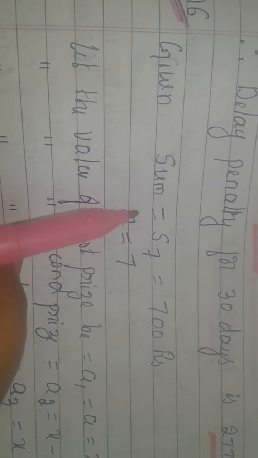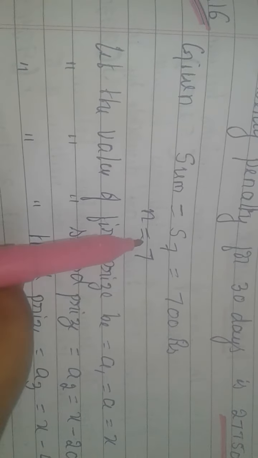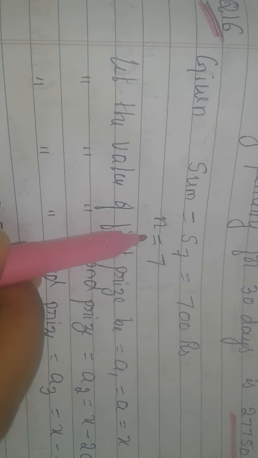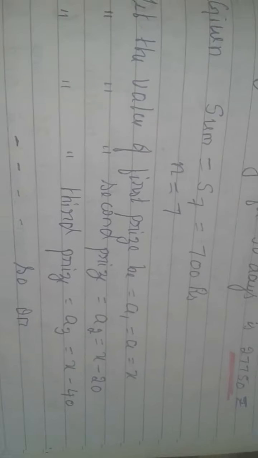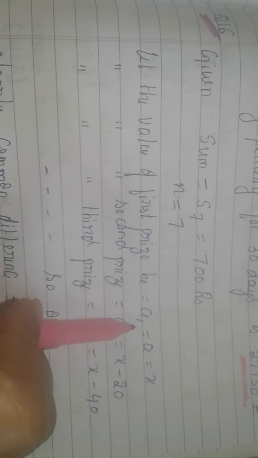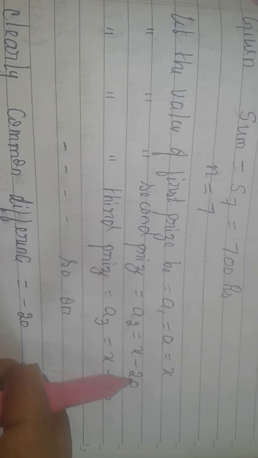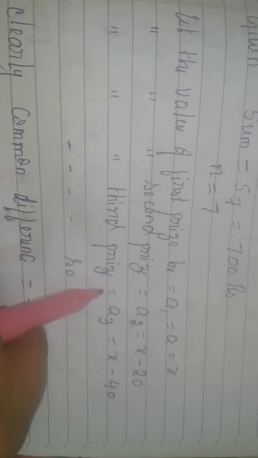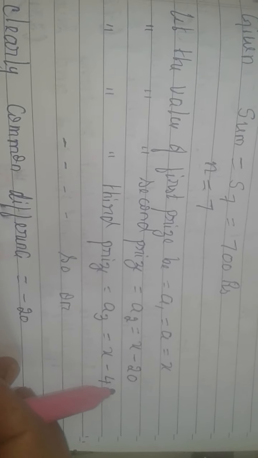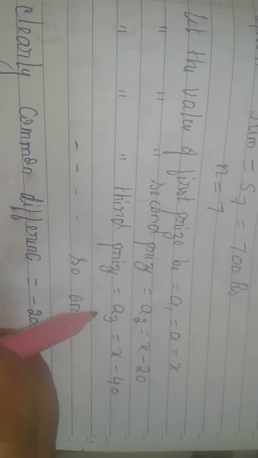Now observe here. What has he given? The total amount you have, that is the sum, S7, 700 rupees. Why is it 7? Because I have to give 7 cash prizes. So n equals 7. We don't know the first prize, so let me consider it as x. Let the value of the first prize be A1, that is a equals x. And the value of the second prize is A2, x minus 20. According to the question, 20 rupees less than the previous. Again for the third prize, it is x minus 40, again 20 rupees less than the second prize.